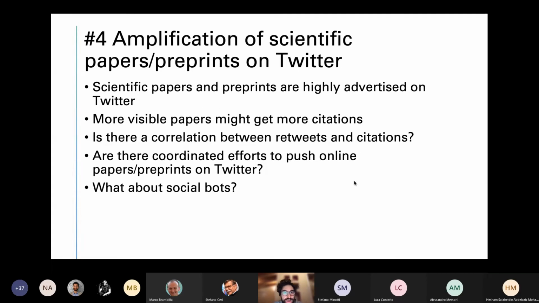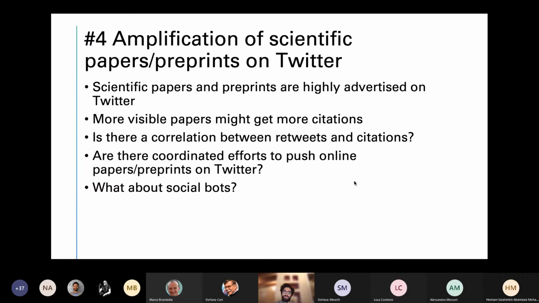And finally, this is something a bit different. Whenever scientific papers are published or put out as preprints, they're usually highly advertised on Twitter. And it might be that papers which get more visibility on Twitter, either because of a better marketing campaign or because the authors are more popular, might get more citations. So it could be interesting to understand whether there is a correlation between the visibility on Twitter and the number of citations that these papers get over time.